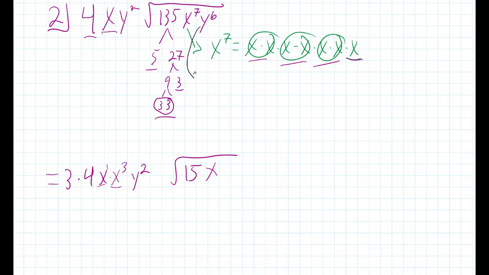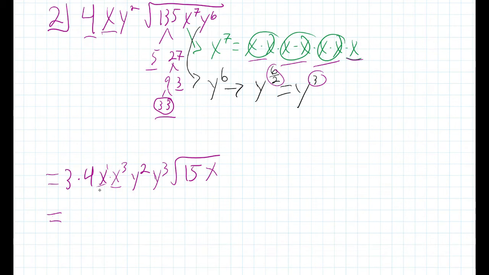Next, we take a look at our y's. Y to the 6th. Now, instead of writing out y times itself 6 times, the shortcut we can use is, since we're taking the square root of something, since we are looking for the number of pairs, we can divide our exponent by 2. So 6 divided by 2 is going to be 3. So you end up with y to the 3rd. And since there are no remainders in our exponents, there's nothing else that stays underneath our square root.